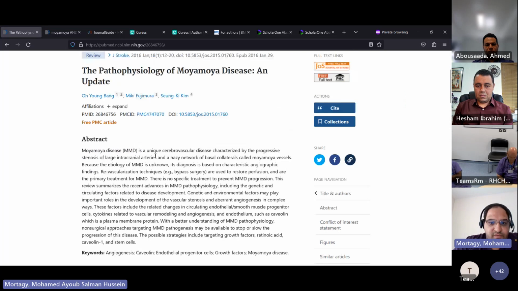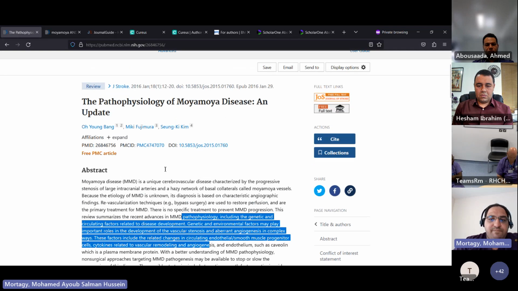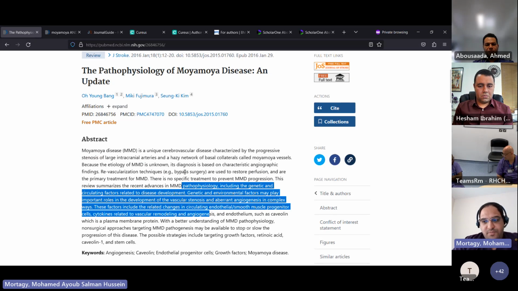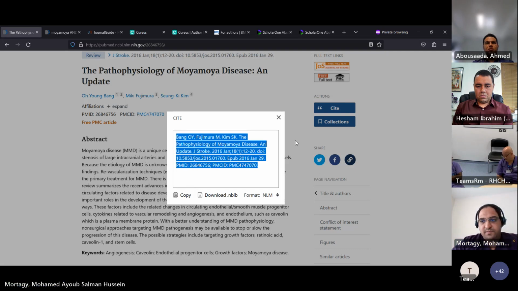If you find what you're looking for about the pathophysiology and the causes, then summarize it and paraphrase it in your own words after you understand it. You cannot just copy and paste, that's plagiarism. And you can read, understand, paraphrase in your own point, and then click cite, take that reference, and then put it in your Word template. Just a second here.